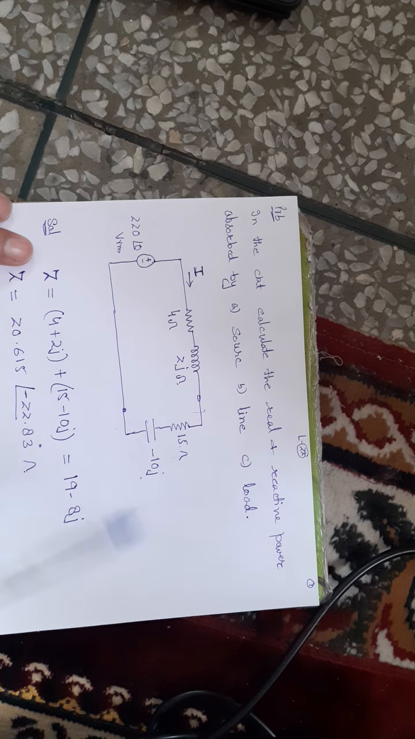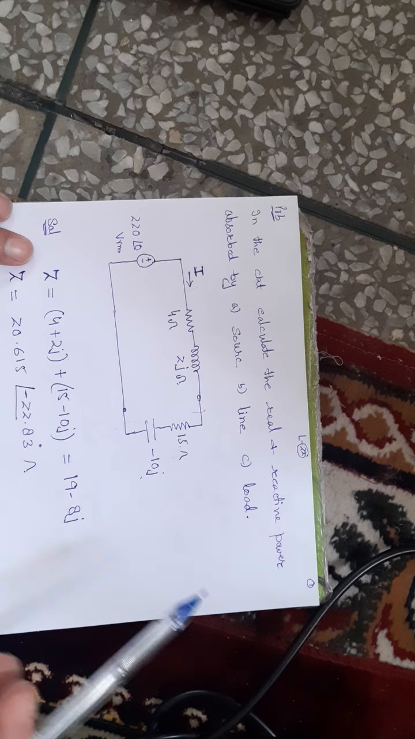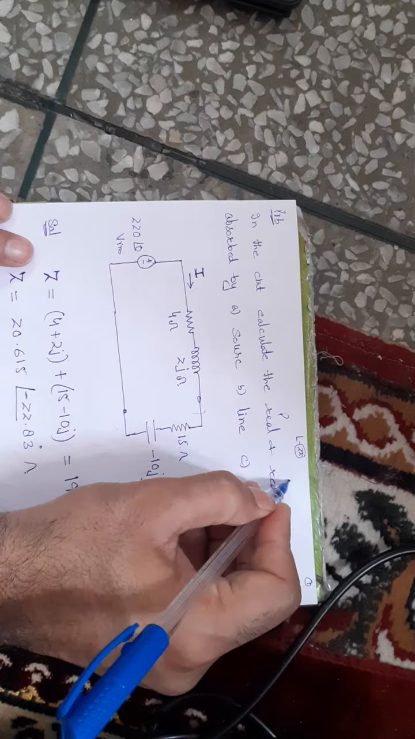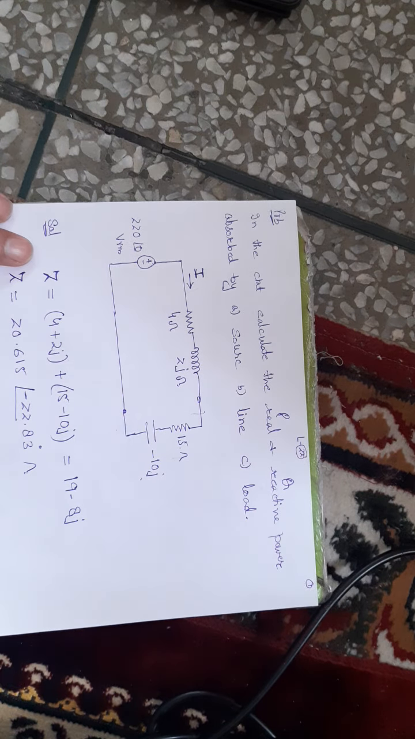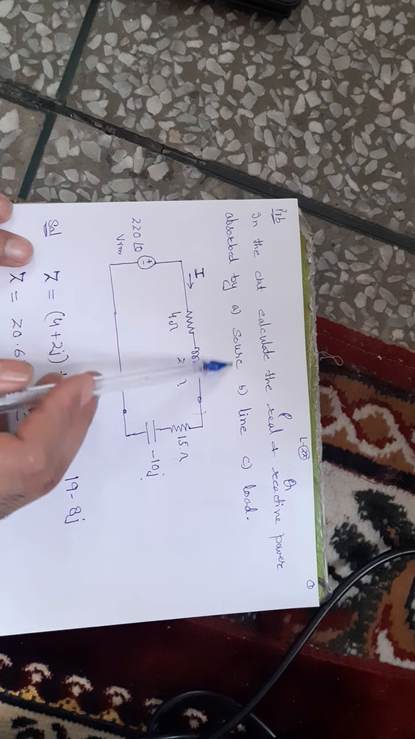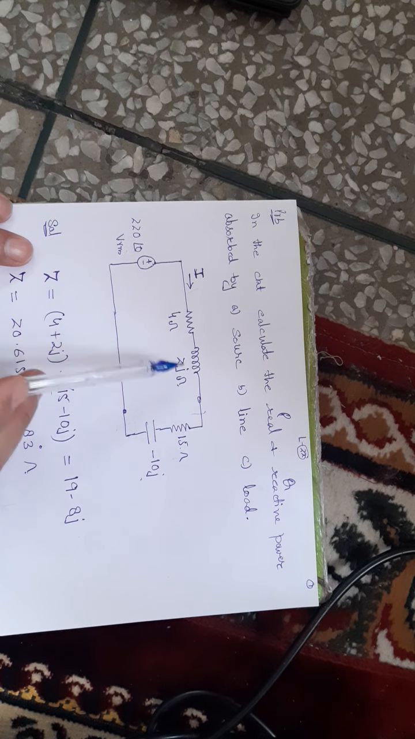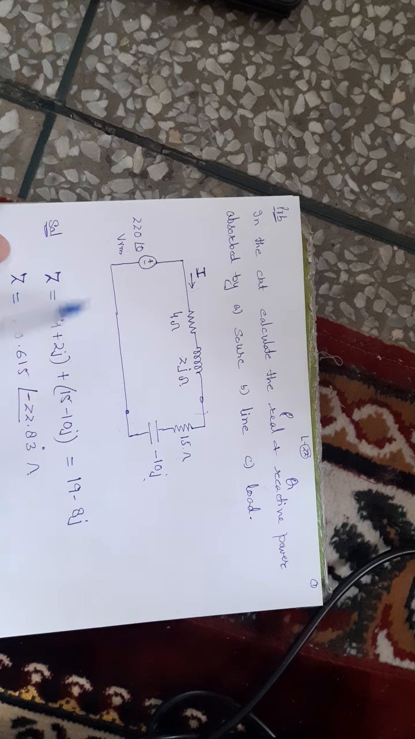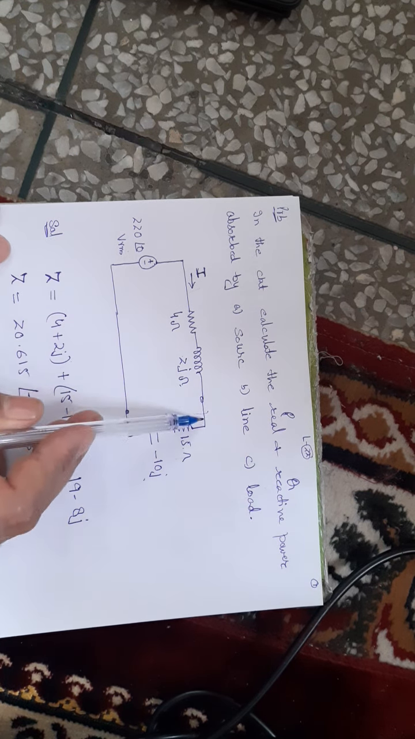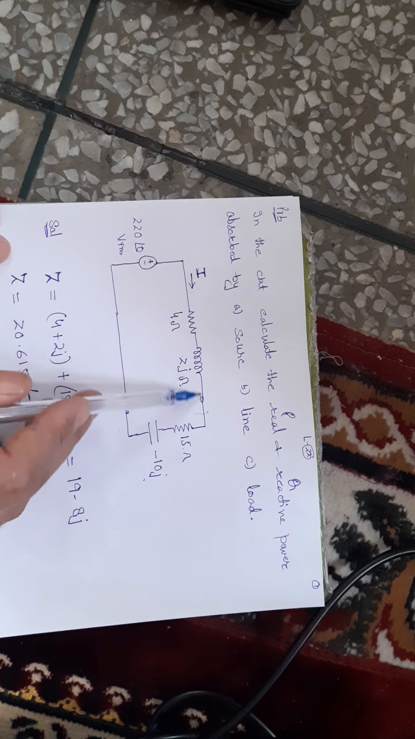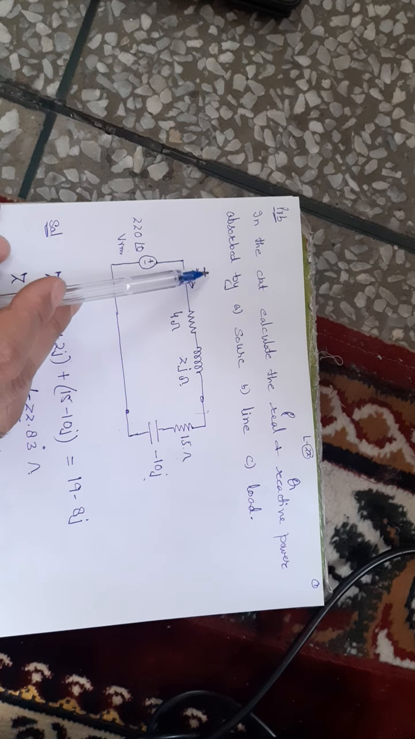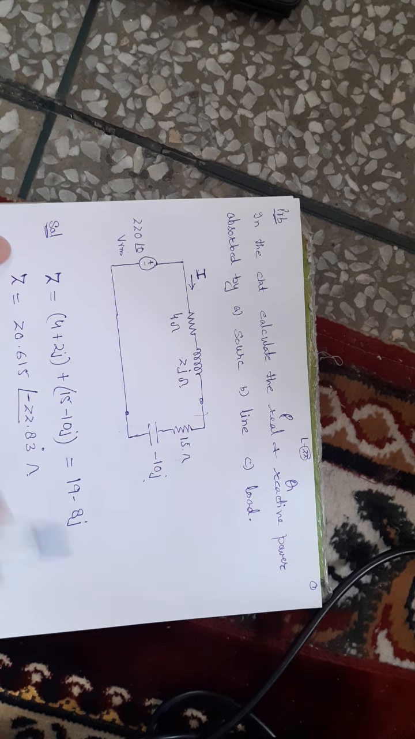In the question, we have to calculate the real and reactive power. Real means P and reactive means Q. We have to calculate the real and reactive power absorbed by the source, absorbed by the line, and absorbed by the load. Since the line is connected in series with the load, the total current flowing in this circuit I am labeling as I phasor. Next, let us calculate the total impedance of the circuit.